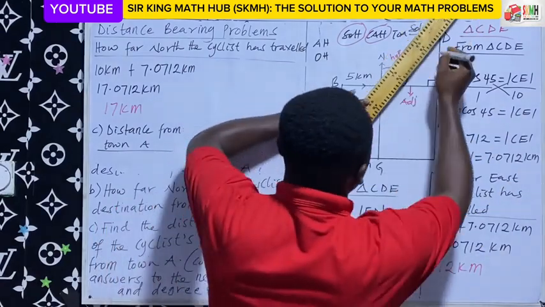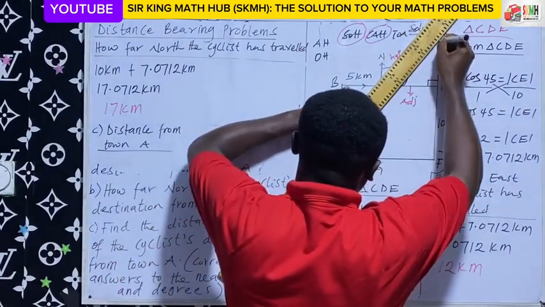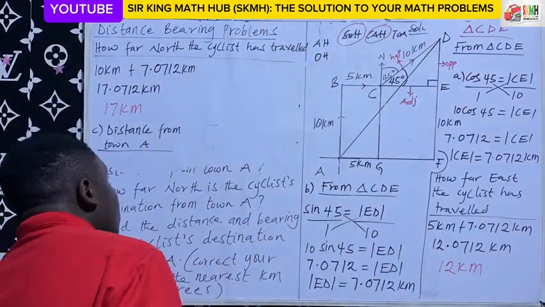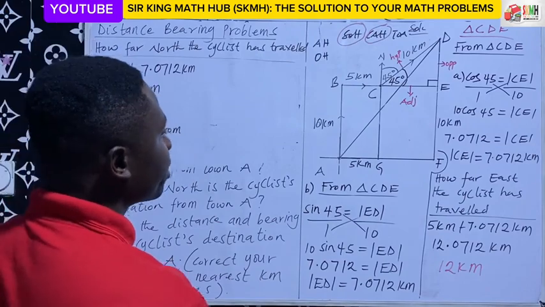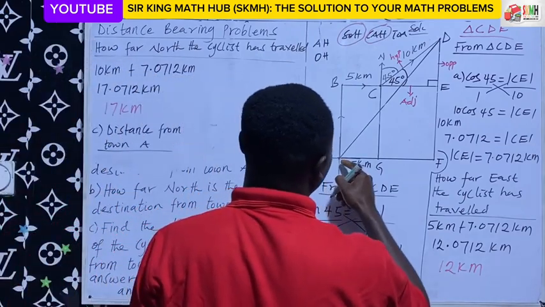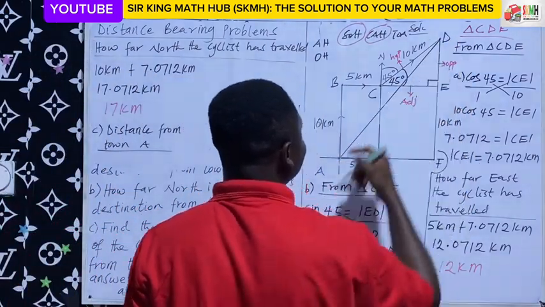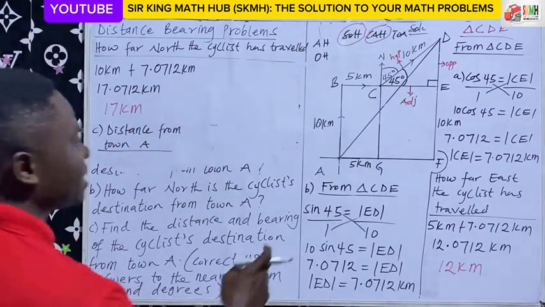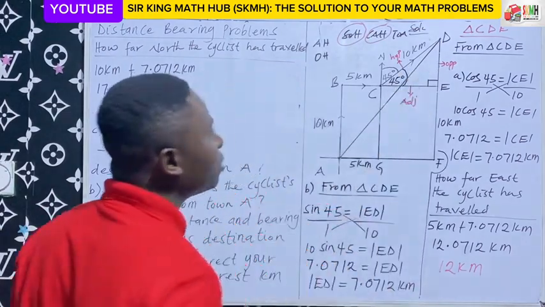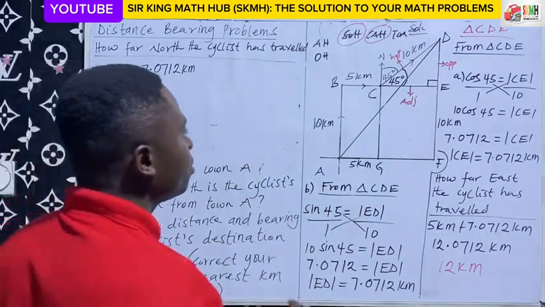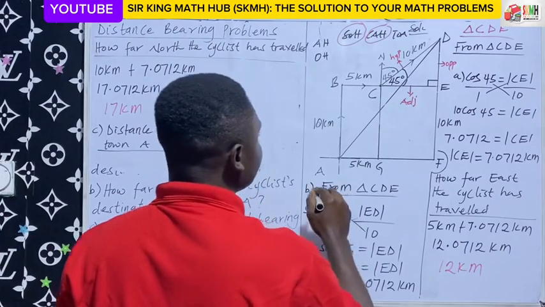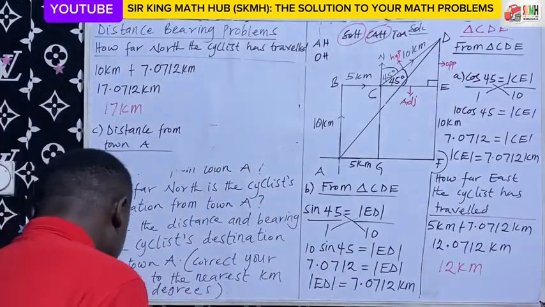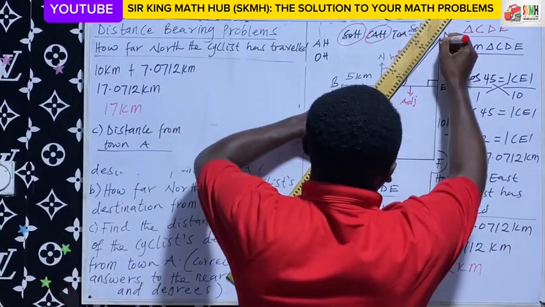You need to join the 2 points to get a distance. So you are looking for the distance or the length of line AD. Line AD. That is his distance, the distance of his destination from the starting point. Line AD. So again, you will see that we are having a right angle triangle here. That is, let me draw this in red ink. The bigger right angle triangle.